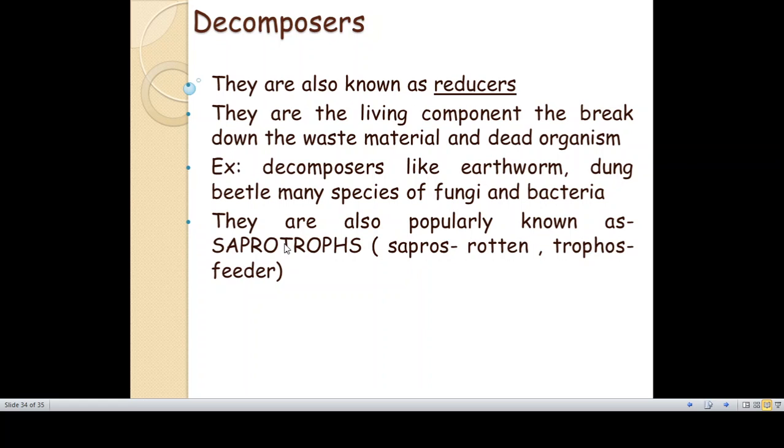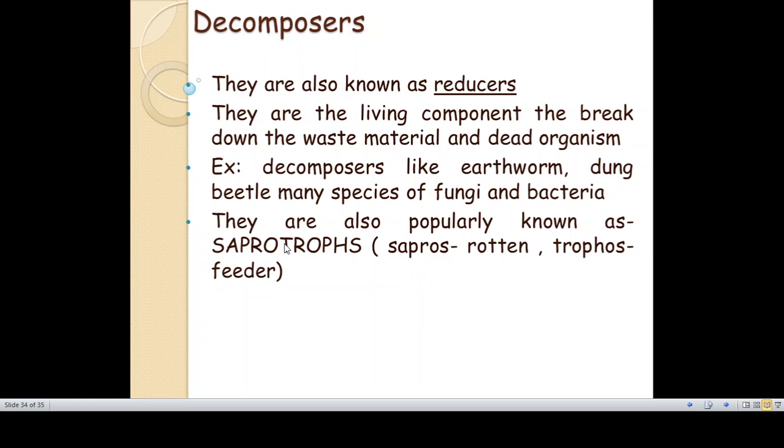They break down the complex material of the food chain, that is carbohydrate and protein, which is present in the cells of the organism, into fine particles of carbon, nitrogen, oxygen, phosphorus, sulfur, etc. So they break down, and this breaking down helps the earth component, that means the soil, to again regain the nutrients. Hence they have an important role in our food chain.